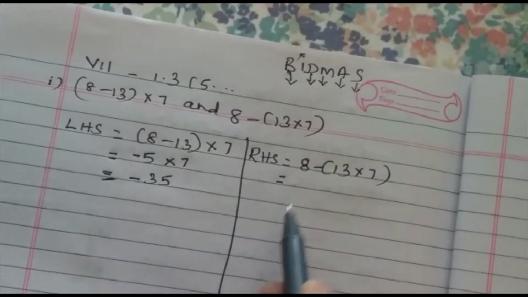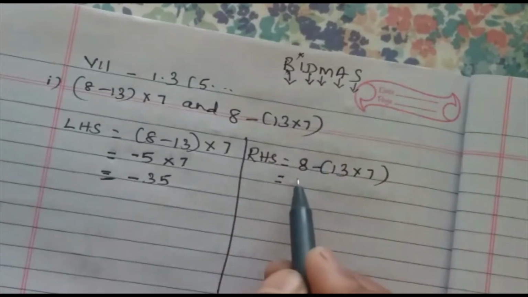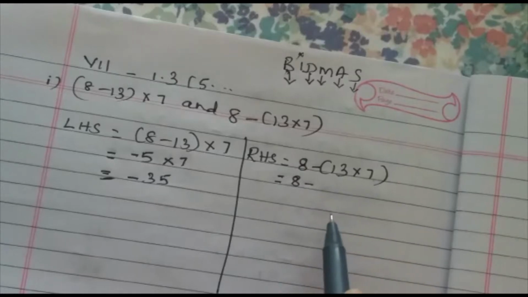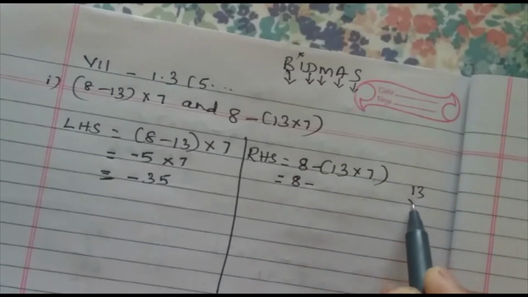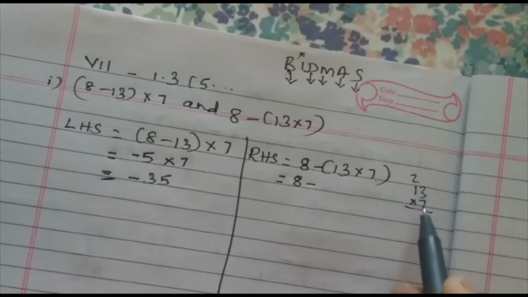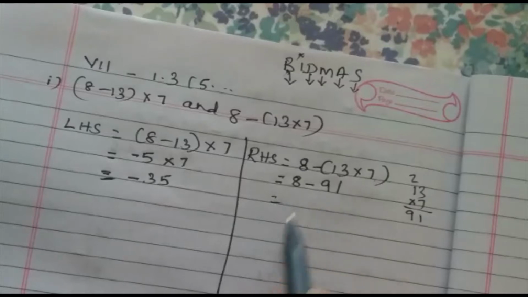We'll come to the right hand side. Again, BODMAS: within the brackets first. So outside the bracket, 8 as it is, minus as it is. Multiply 13 into 7 first. If you don't know 13 tables, multiply like this. 7 3s are 21, write 1 and carry 2, 7 1s are 7, 7 plus 2, 9. Now 8 is positive, 91 is negative.